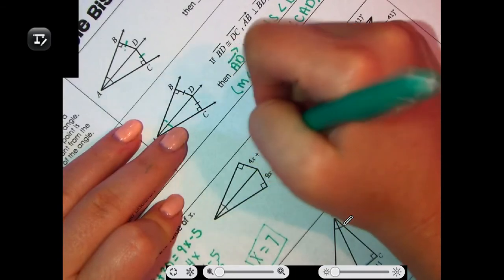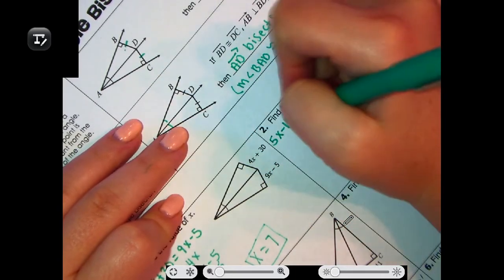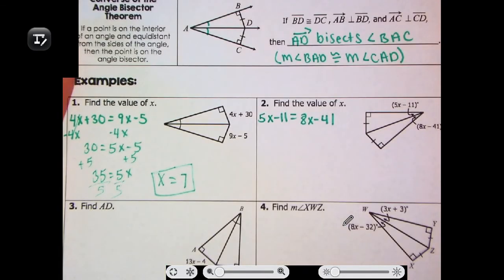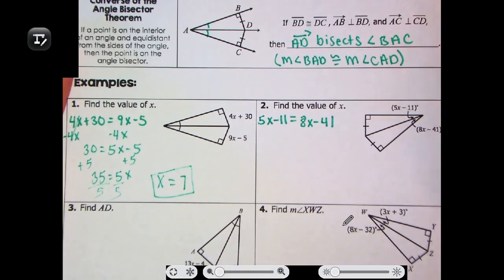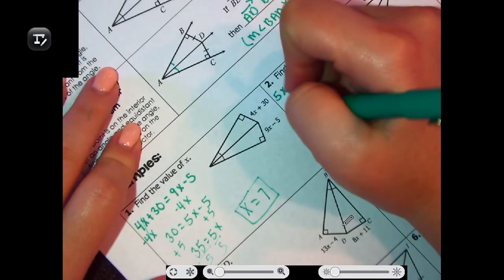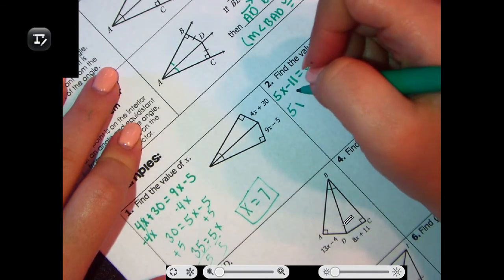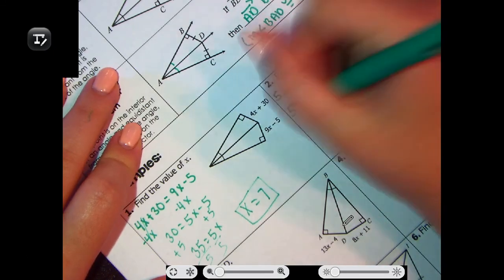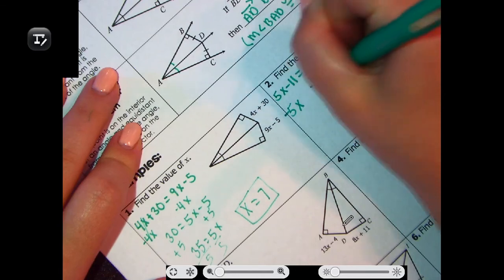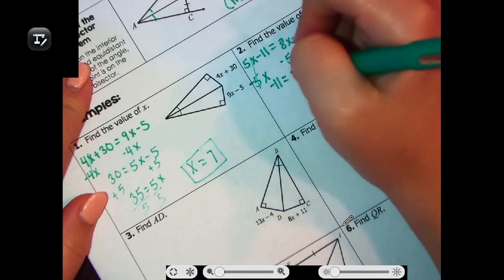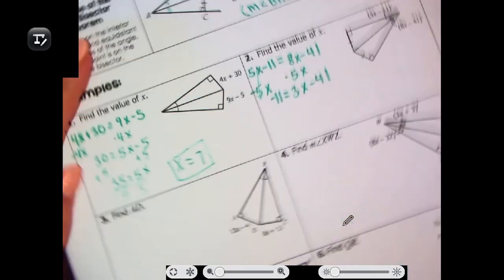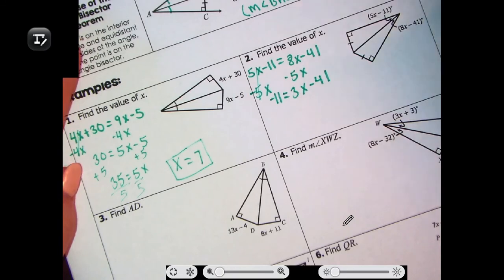So I'm going to write down 5x minus 11 equals 8x minus 41. And then I will go ahead and solve that. So that's going to give me 5x, minus 5x here, minus 5x here. So that's going to give me negative 11 equals 3x minus 41. Then I will add 41.